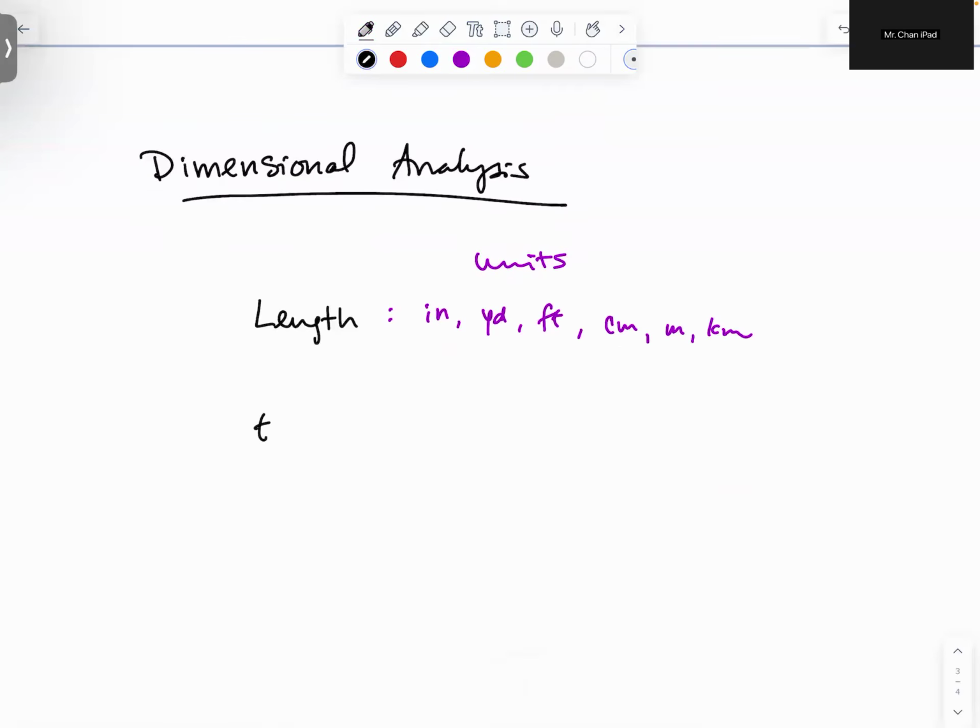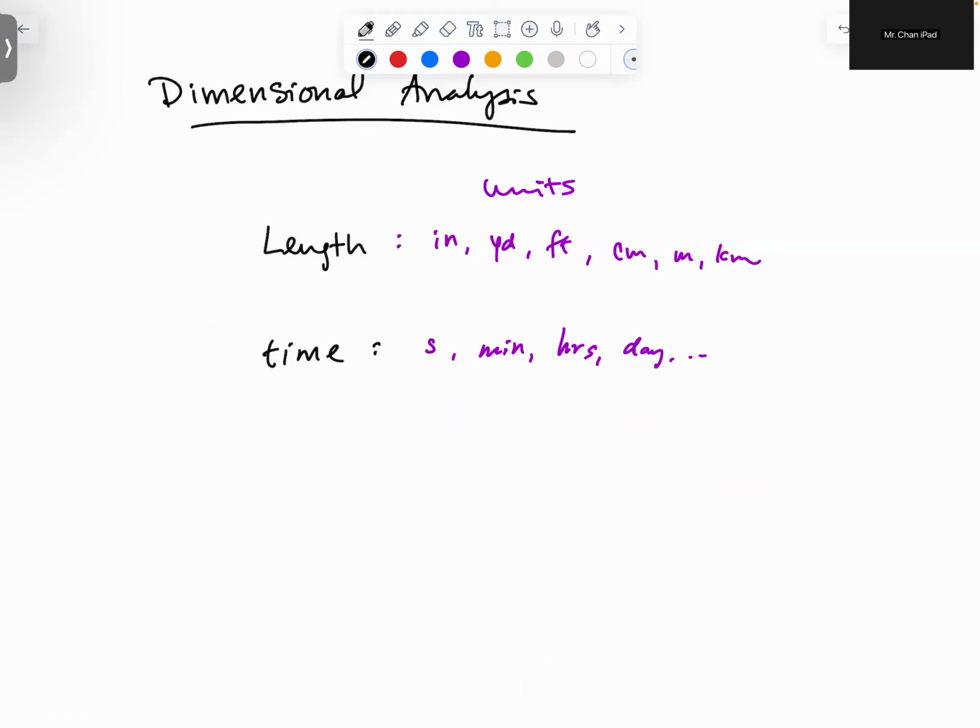We can also have time. Time is also a dimension on its own. Have you heard of the 4th dimension? No? That's time. And the units for time would be seconds, minutes, hours, right? Days, so forth. Many units. Okay? What else? What else for time? What other units do we have?